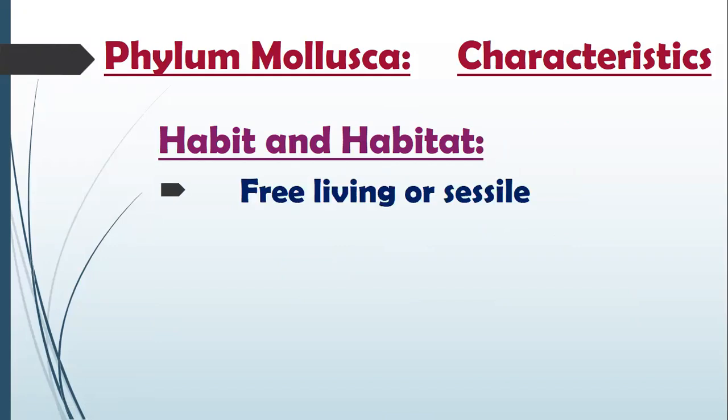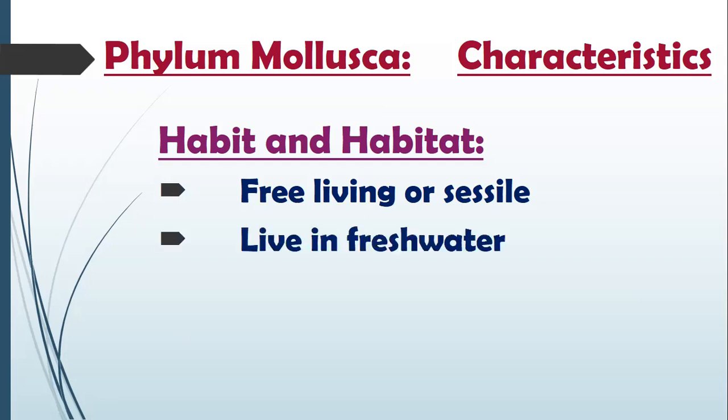So free living or sessile. The habit of these organisms is that they are free living or sessile, means they are not parasites, by the way. They are free living in the open world. And then the habitat is that they live in fresh water, marine water, and on land as well. So they can live in these three different types of habitat, the members of phylum Mollusca, and they are free living, which is the habit of this group.